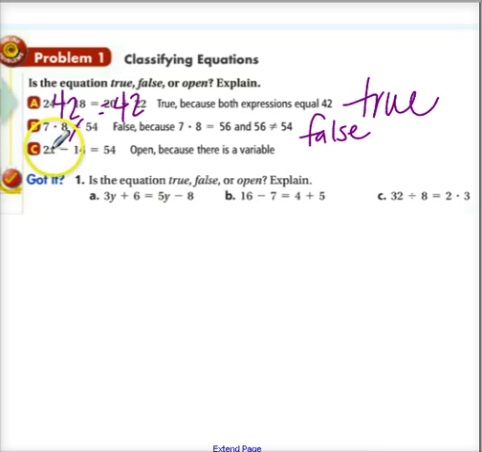Example C, 2x minus 14 equals 54. This equation is open because there's a variable. And I can't tell if it's true or false because I don't know what x equals yet. So I just say open. Okay?